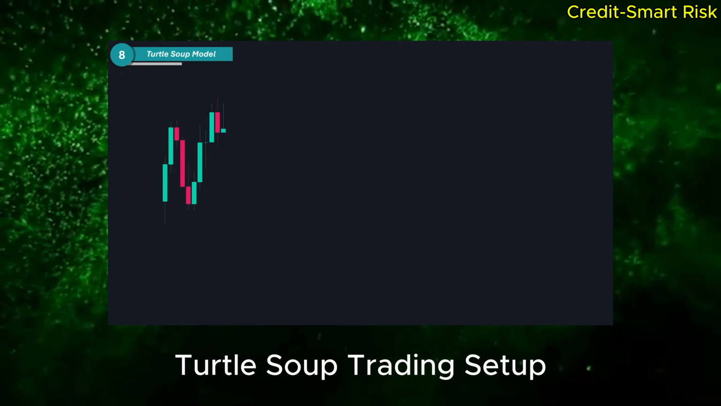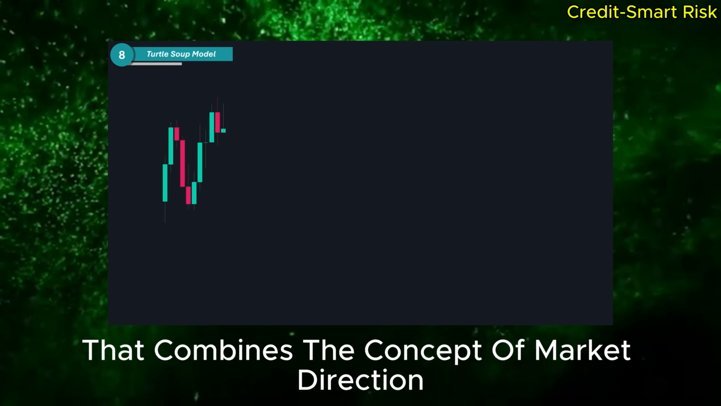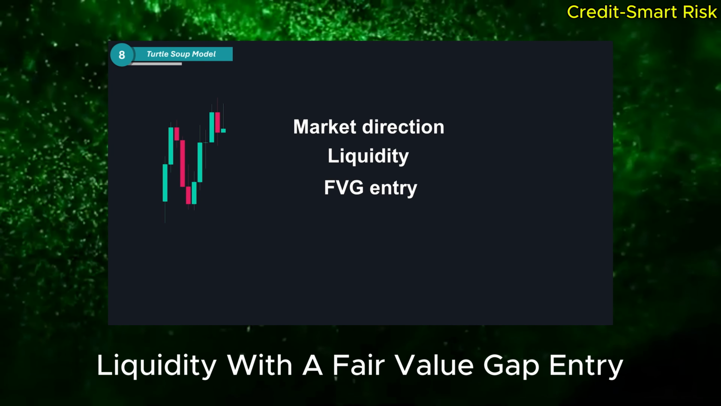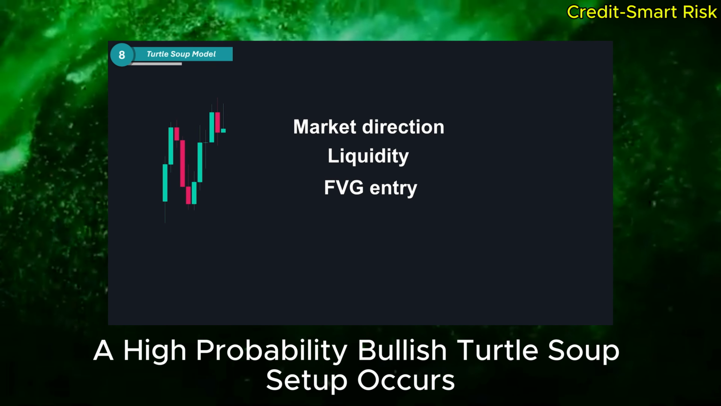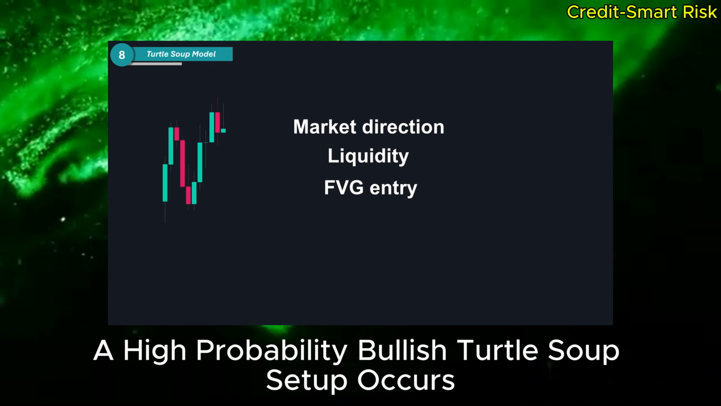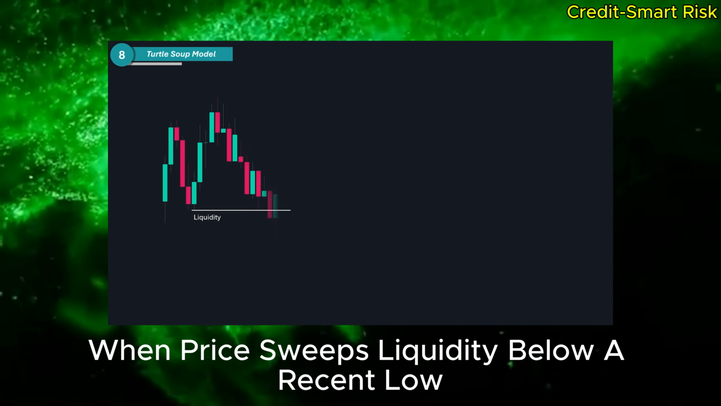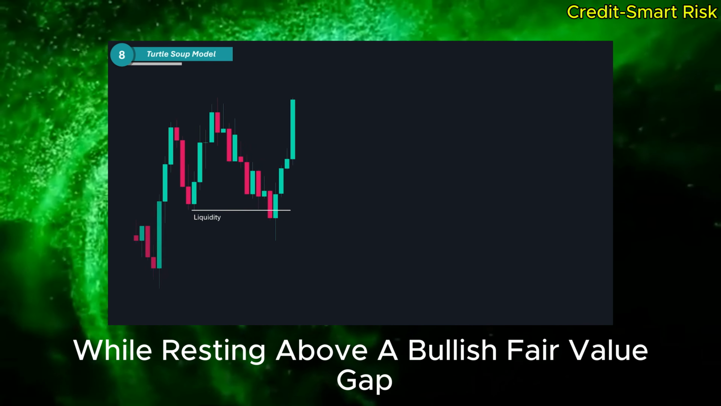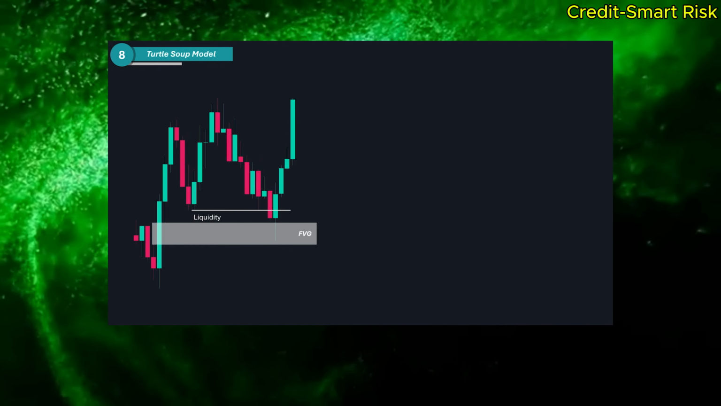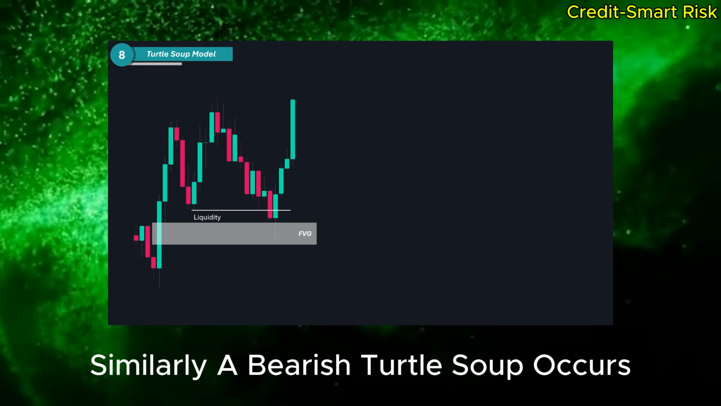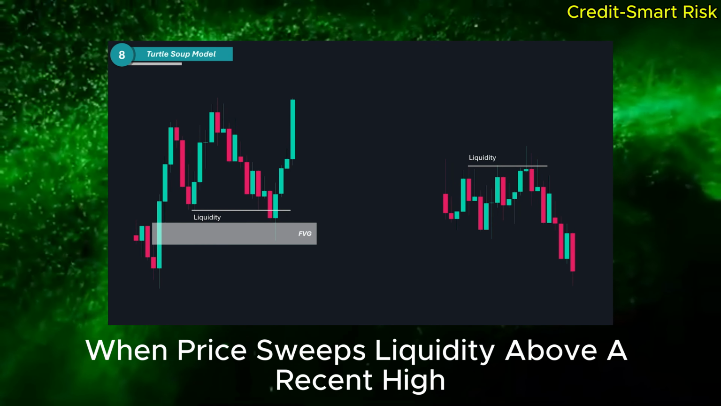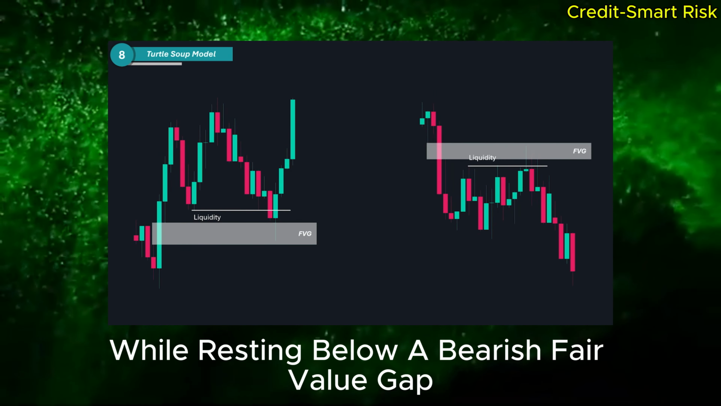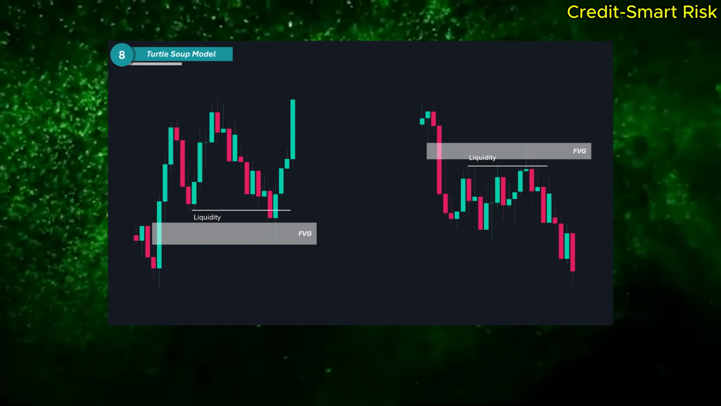Turtle soup trading setup is another powerful model that combines the concept of market direction, liquidity with a fair value gap entry. A high probability bullish turtle soup setup occurs when price sweeps liquidity below a recent low or a group of lows while resting above a bullish fair value gap. Similarly, a bearish turtle soup occurs when price sweeps liquidity above a recent high or a group of highs while resting below a bearish fair value gap.